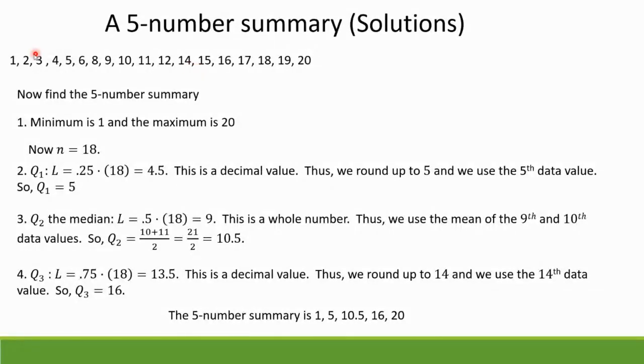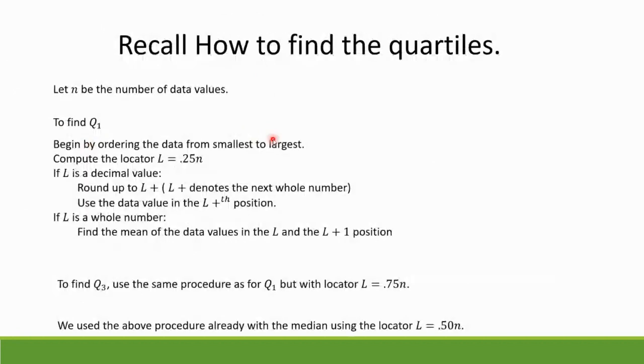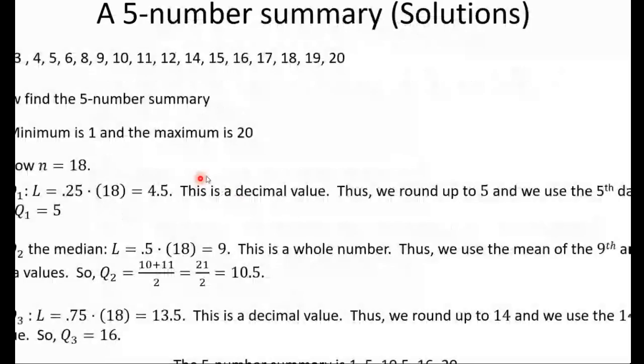So the minimum, that's easy, that's just 1. The maximum is 20, so we have 2 of that 5-number summary. There's 18 data values, right? So going back to that procedure, our n here is how many data values. So our n is 18.